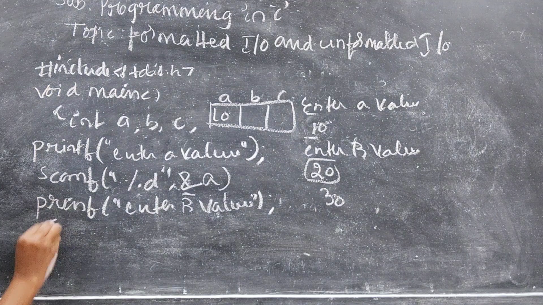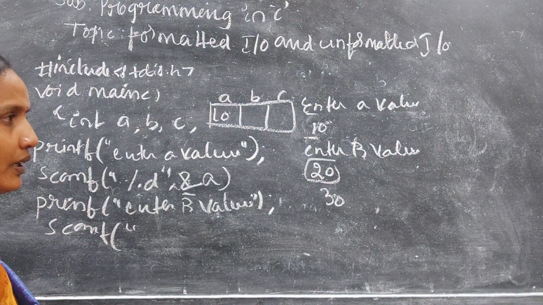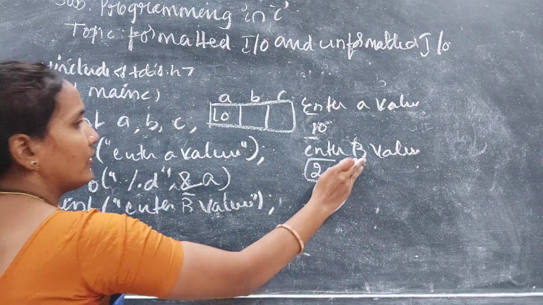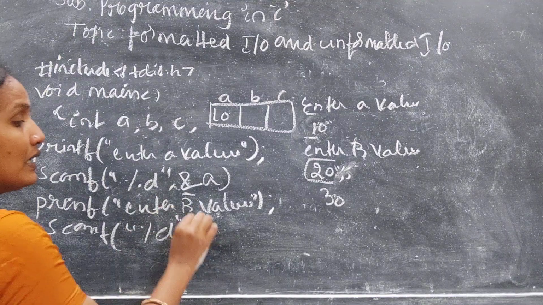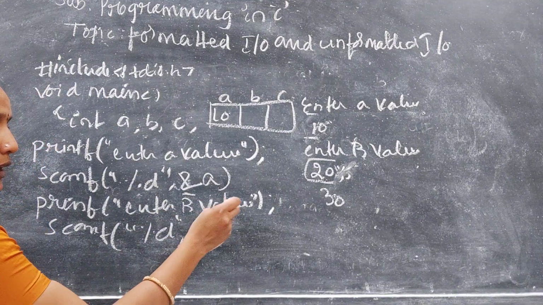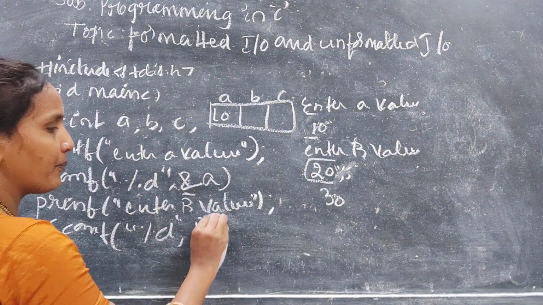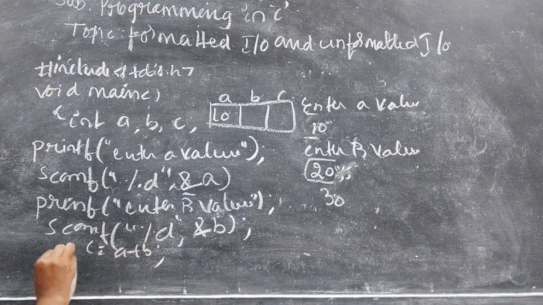Next, whatever value the user gives is stored in an integer. Or if you want to store a float, you can give float. Okay, integer only I will give. %d. Ampersand means after this statement, whatever value the user is giving should be stored in B. Now C equals A plus B.